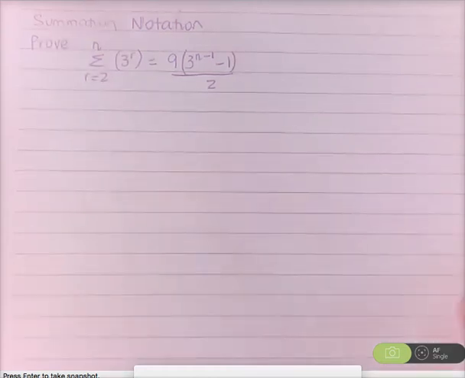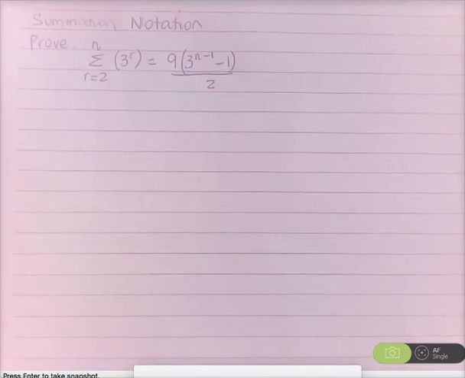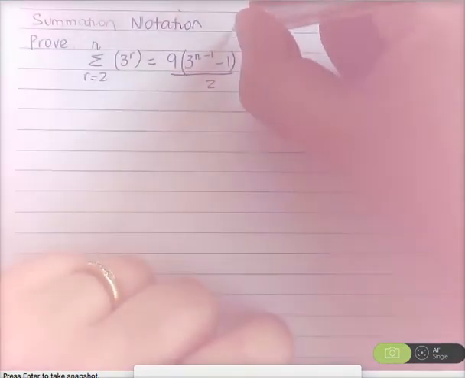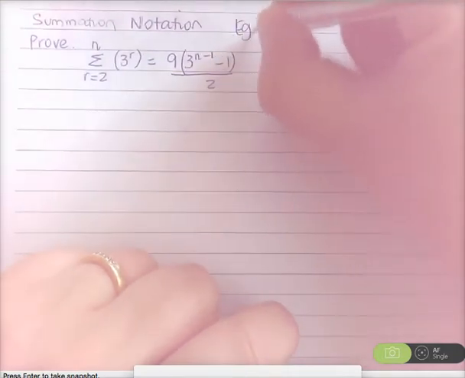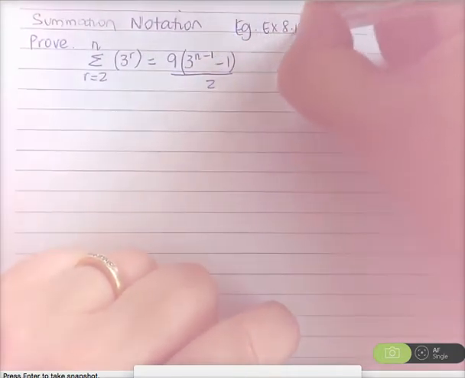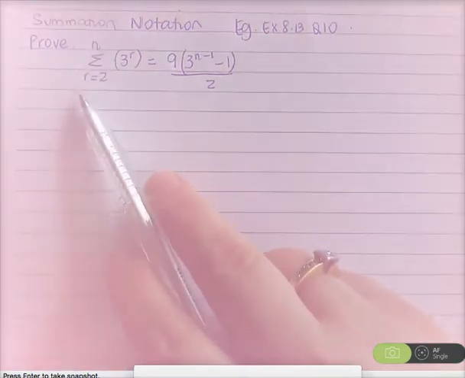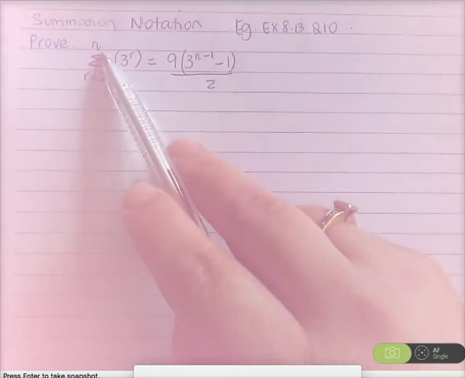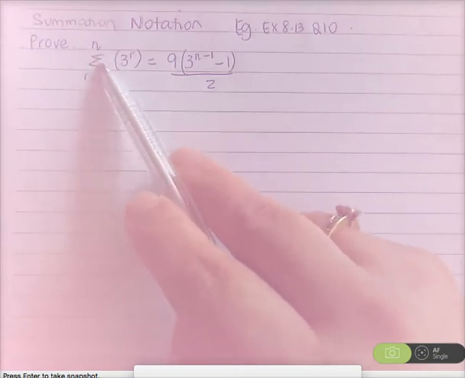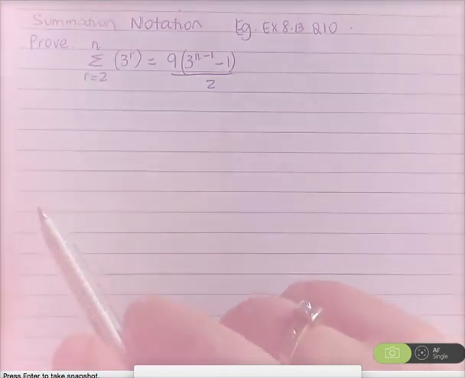Okay, girls, this is another example with summation notation. This question is from your textbook. It's exercise 8.13, question 10. And you'll notice that we've got this summation notation over here on the left. This is the symbol sigma, which means sum of.